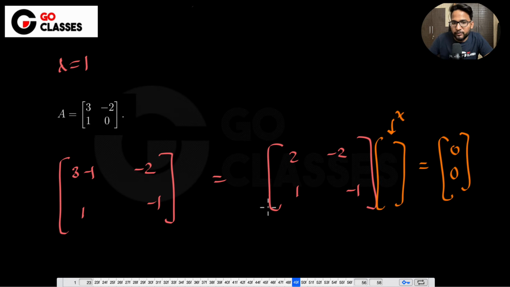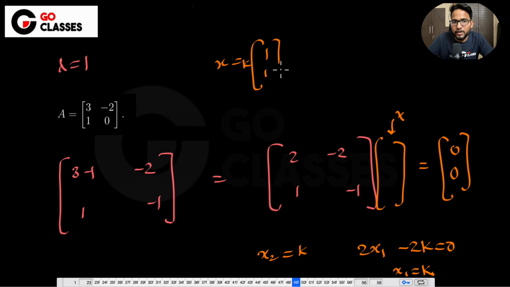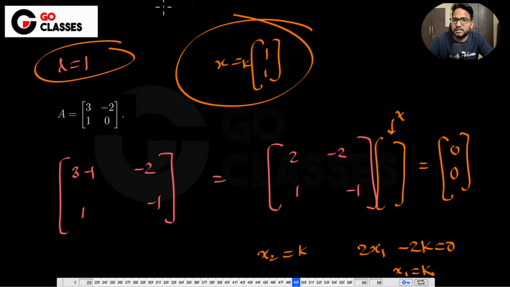make it 0. But from here you can say that x2 equal to k, and x1 will be, you can say that 2x1 minus 2k equal to 0. So x1 will also be k. So x1 and x2 both are k, right? So you can get the final answer, which is something like this. So for lambda equal to 1, you get this as the final answer.